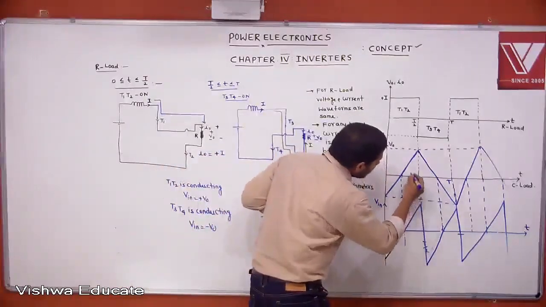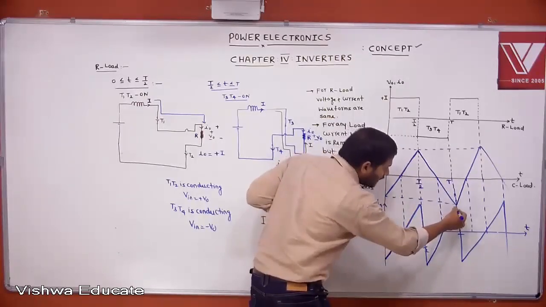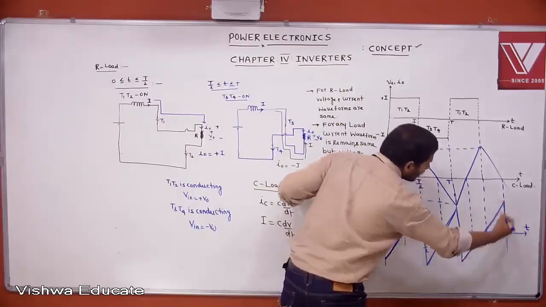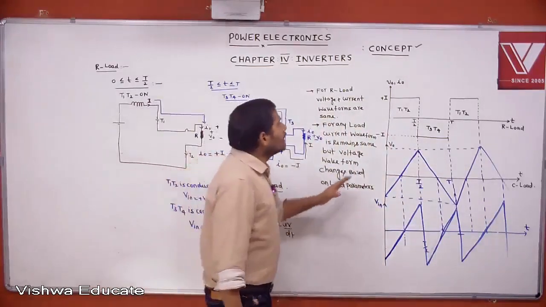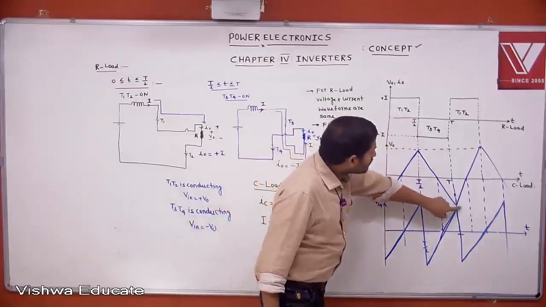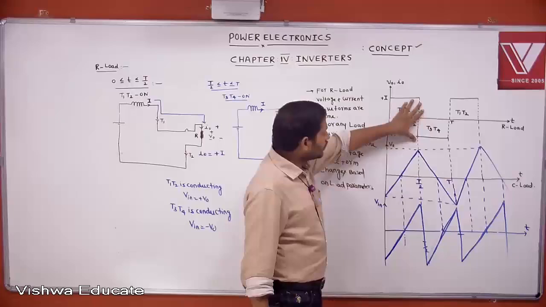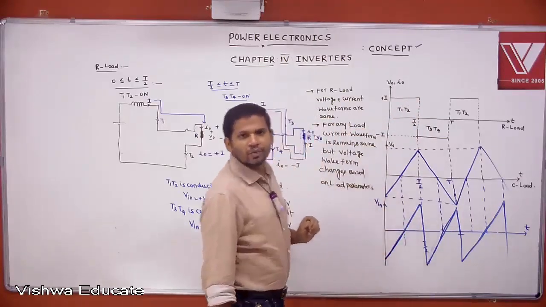If T1, T2 is conducting, plus V0. T3, T4 is conducting, minus V0. T1, T2 is conducting, plus V0. This is Vn waveform. Then these are the waveforms in current source inverter, single phase current source inverter. This is for purely capacitive load, purely resistive load, and this is the Vn voltage, the input voltage waveform.